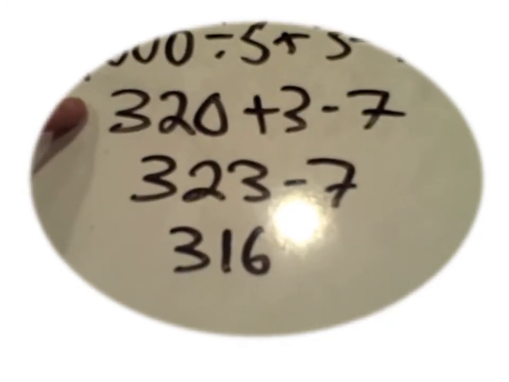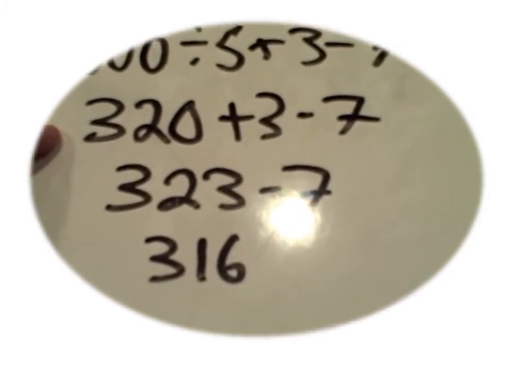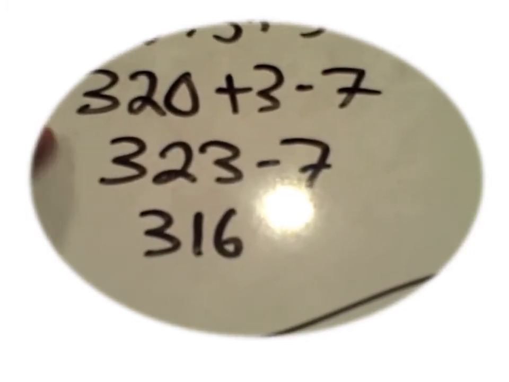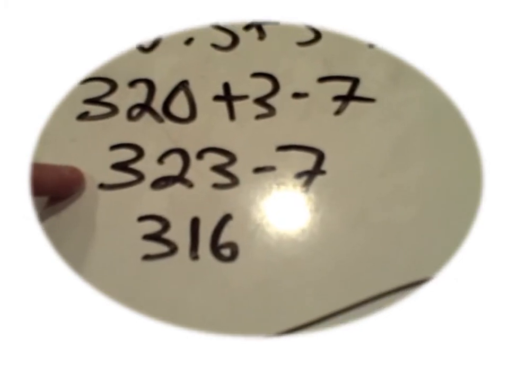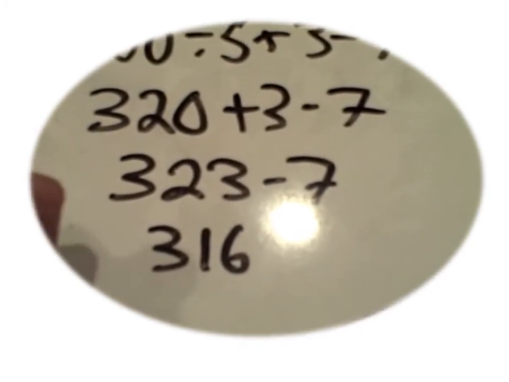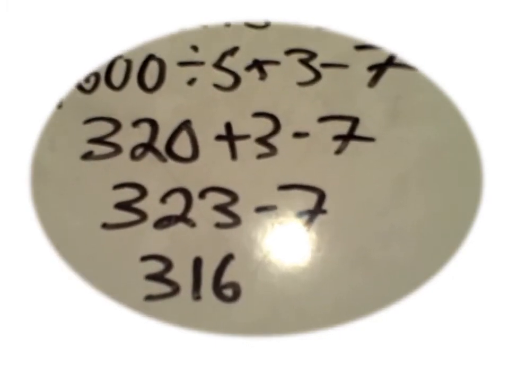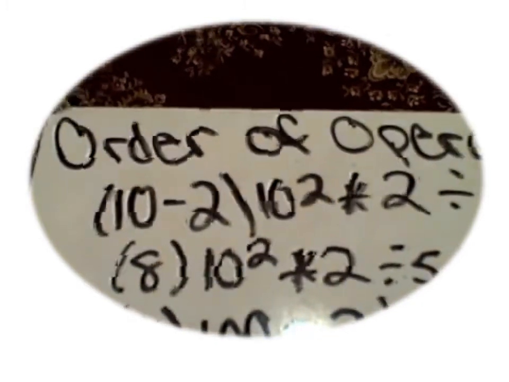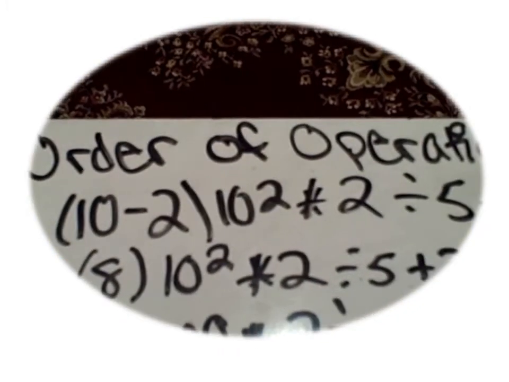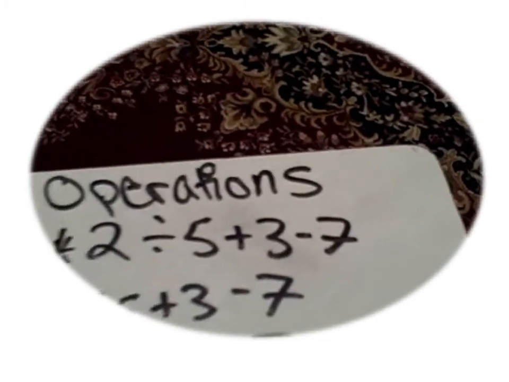320 plus 3 is 323, because you have to do addition and subtraction left to right. 323 minus 7 after doing the addition is 316, which is the answer to the equation (10 minus 2) times 10 squared times 2 divided by 5 plus 3 minus 7.